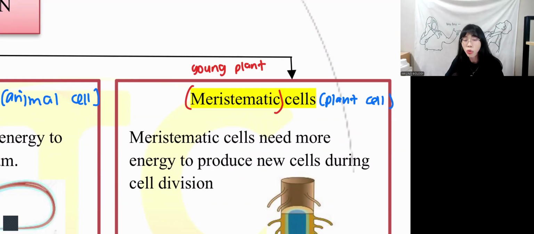It's like a human. When you were young, you were maybe only 60 cm. Right now you're 160 cm. You grew by 100 cm, right? How do you grow? It's because of mitosis. It's because of cell division. 1 to 2, 2 to 4, 4 to 8. They keep on undergoing mitosis, then it will form many, many cells, right? Same goes for plant cell. They need more energy to produce new cells during cell division. Cell division means 1 to 2, 2 to 4.